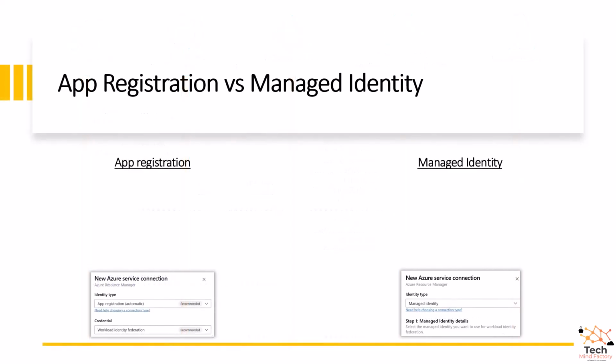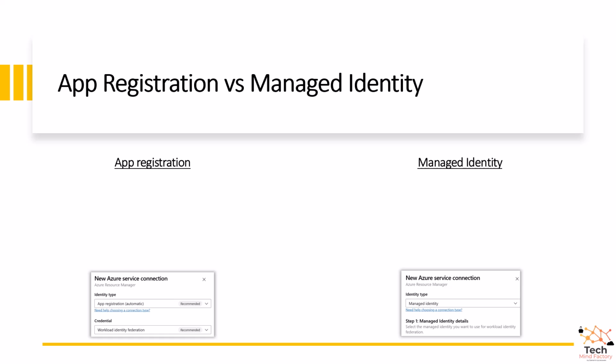Okay, so now the important thing is that when we configure Workload Identity Federation in the Azure cloud, we have two options to configure it, okay? That's very important. We can either use the app registration approach, or we can use managed identity. This is what you will also see when you configure a new service connection in Azure DevOps. Under this identity type, you will see that you can select app registration automatic or managed identity.